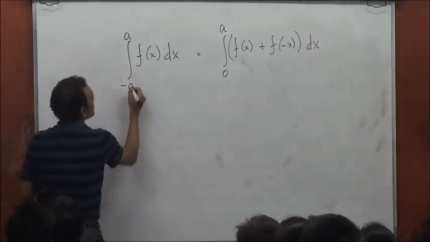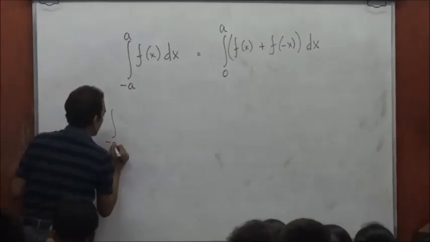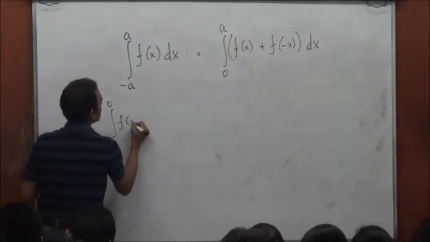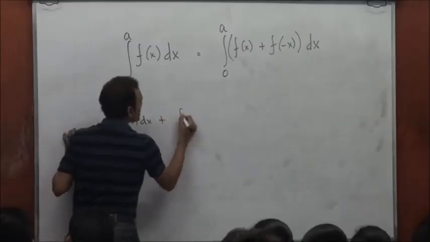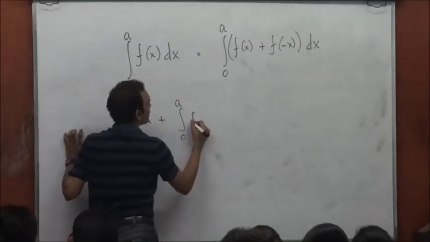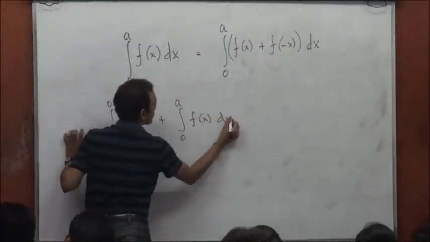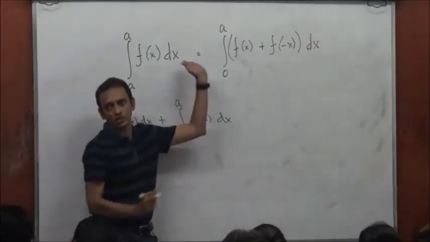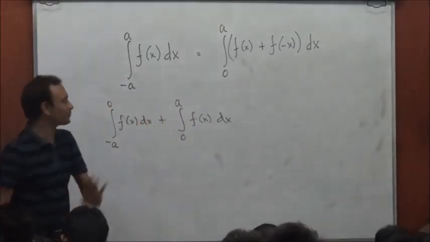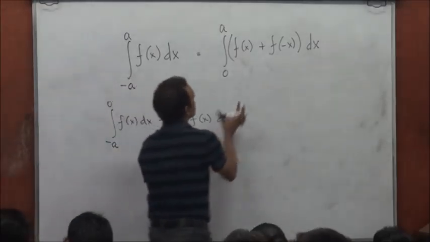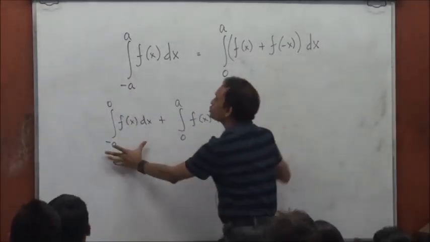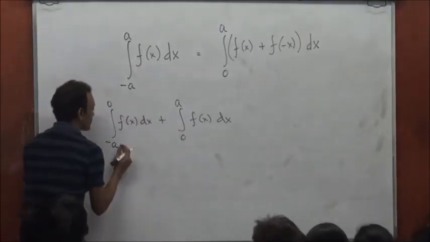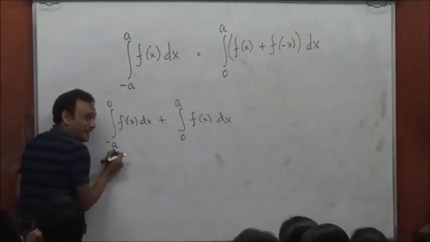Very clearly, this minus a to a could be written as minus a to 0 f of x dx plus 0 to a f of x dx. Yes or no? This minus a to a could have been written as minus a to 0 and then 0 to a. Now I don't touch this because this matches with this. I just need to tinker around with this. In this case, I need a here. I don't need minus a.